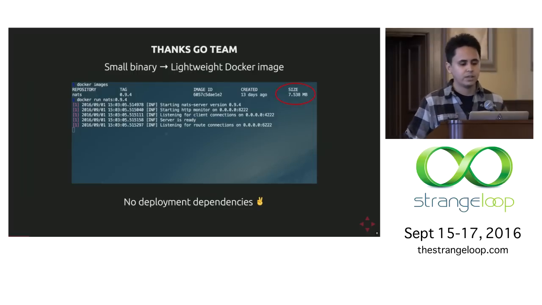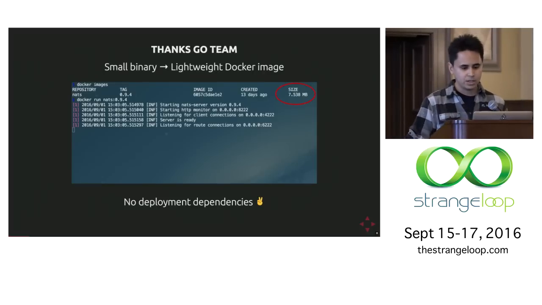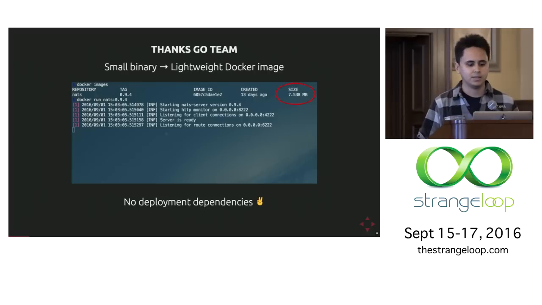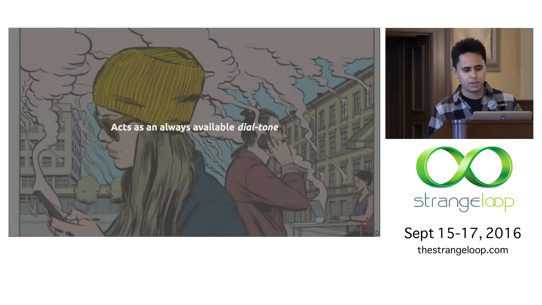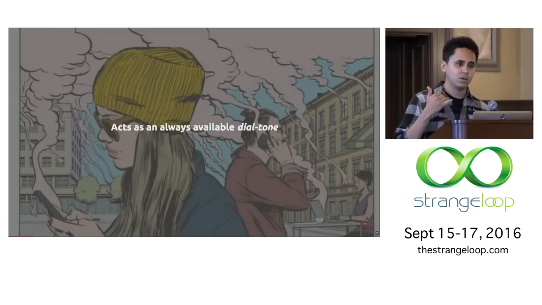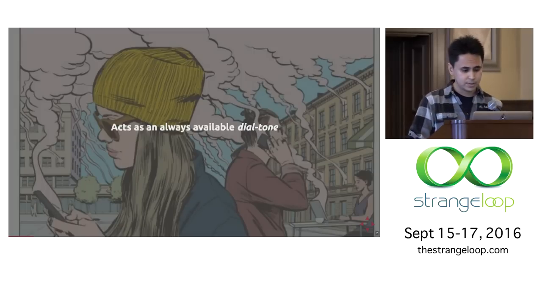It's a very small binary, thanks to Go, the Go team, and their design decisions there. It is only 7 megabytes in size. It's one of the smallest, and a very small Docker image as well. It's a single binary, so it has very few layers, and has no other deployment dependencies. So that's very convenient. In terms of the project, one of its goals is to act as an always available dial tone for different clients to be able to communicate with the service.